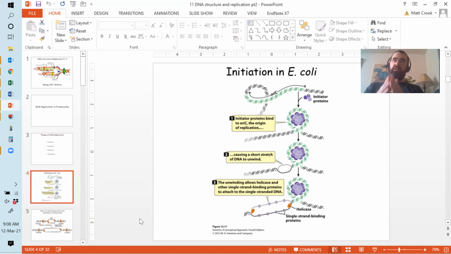And its job is really to act as a plow, or a zipper, an unzipper, really. It's going to force itself down the double-stranded DNA, and in the process, it's going to push those individual strands apart. And so it's going to progress along the DNA ahead of the DNA polymerase, which I haven't got to yet.